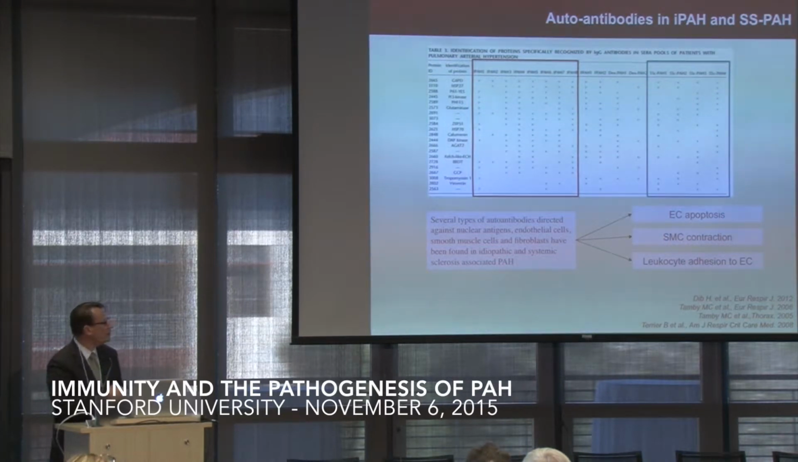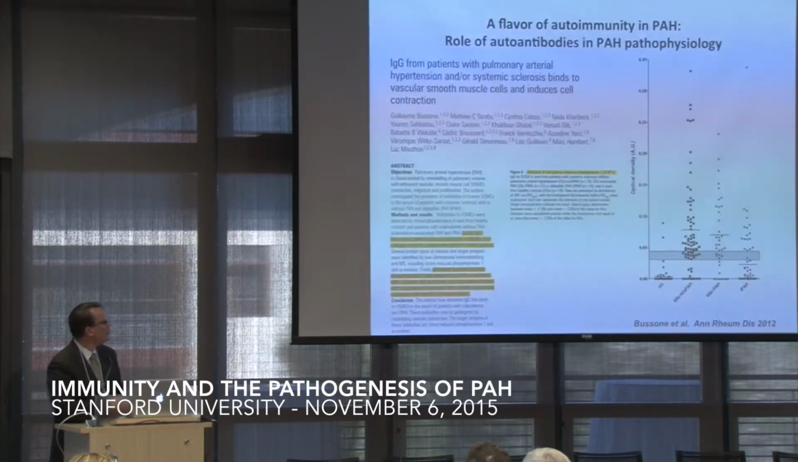We know that these autoantibodies can trigger apoptosis of the endothelial cells. They can provoke smooth muscle cell contraction. In this study, you see here scleroderma, here idiopathic PAH, quite a large number of autoantibodies detected, and these autoantibodies can bind to smooth muscle cells and induce cell contraction.